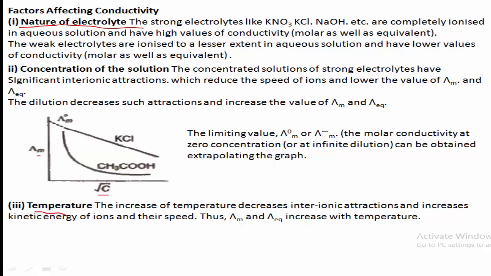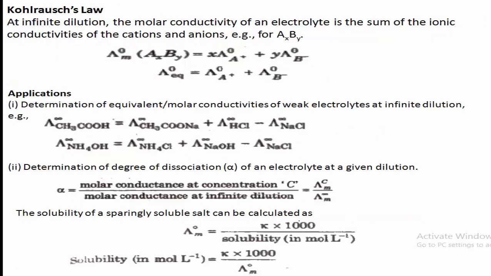The third one is temperature. The increase of temperature decreases inter-ionic attractions and increases kinetic energy of ions and their speed. Thus, lambda m and lambda equivalent increase with temperature.